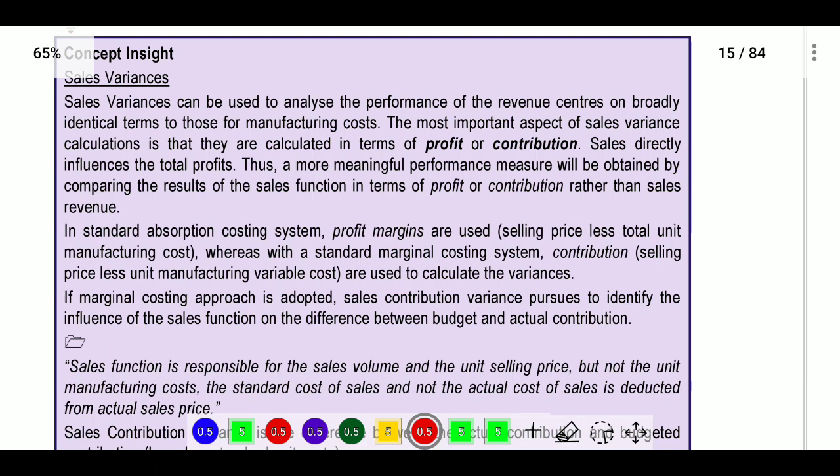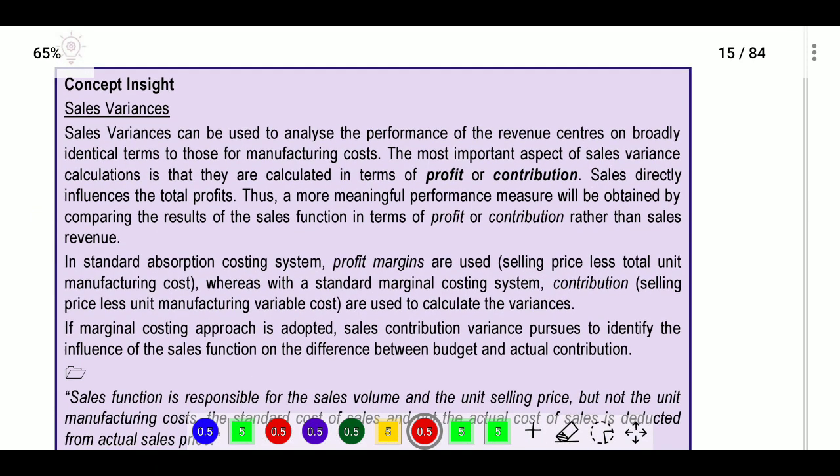Now, sales variance. Sales variance can be used to analyze the performance of revenue centers on broadly identical terms to those for manufacturing cost. The most important aspect of sales variance calculation is that they are calculated in terms of profit or contribution. Next, sales directly influence the total profit. More meaningful performance measures will be obtained by comparing results of the sales function in terms of profit or contribution rather than sales revenue.